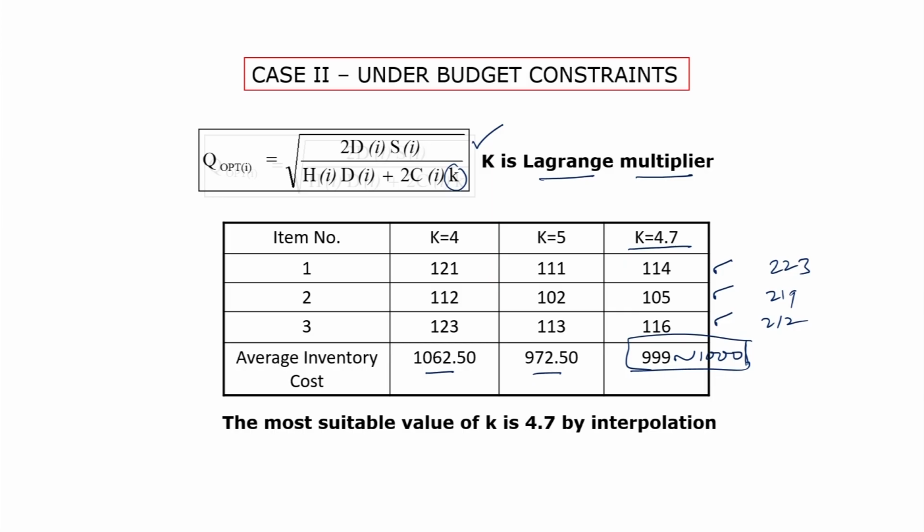So, this is another model where we have a constraint of money. There can be a constraint of space, there can be some other constraints also. So, we can very easily incorporate those constraints in our calculations and in our modeling.